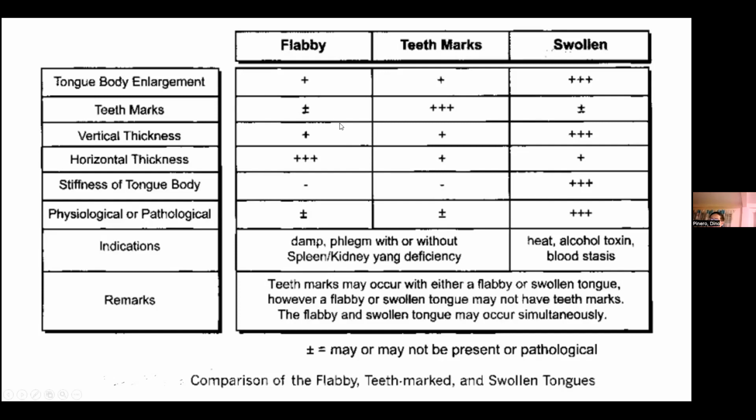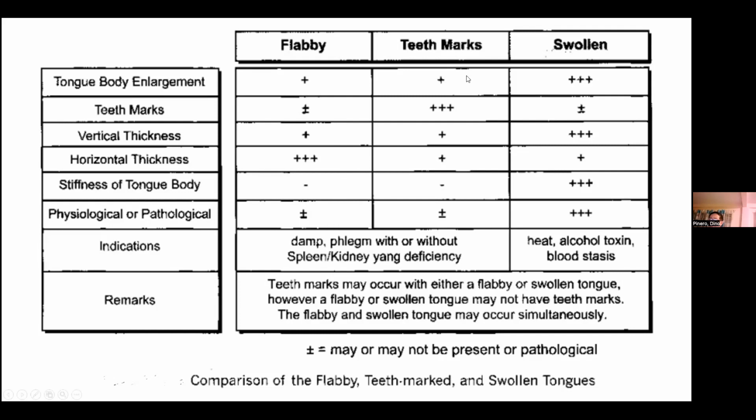Sa teeth marks, may or may not be present. Ang vertical thickness, present. Ang horizontal thickness, +3. Ang stiffness of the tongue body, not present. And physiological or pathological significance may or may not be present.